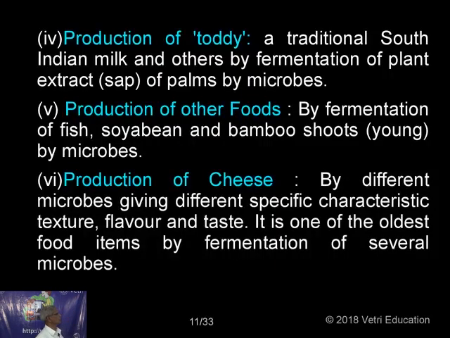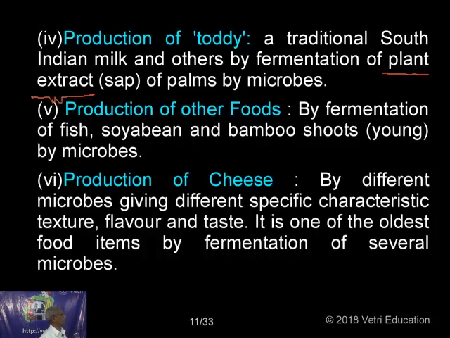Then we go to another useful aspect of the microorganism, the production of toddy. The traditional South Indian milk and others by fermentation of a plant extract. When it is an animal extract, you call it milk, palu. And when it is a plant extract, you call it kal. So this is Indian milk derived from plant origin.